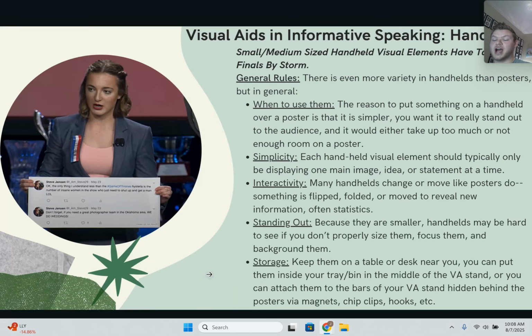Well, you can use either a table or a desk nearby, or what I prefer is you can modify your visual aid stands using duct tape or hot glue or electrical tape to hang hooks or clip bags from the bars, but put those things behind the area where the posters are going to be hiding things, so that no one from the audience will be able to see it, and then you can hang your handhelds from those things. Or you can just put your handhelds inside of your little box or your tray or your bin that you're balancing on those center triangular reinforcement bars of your visual aid stand.